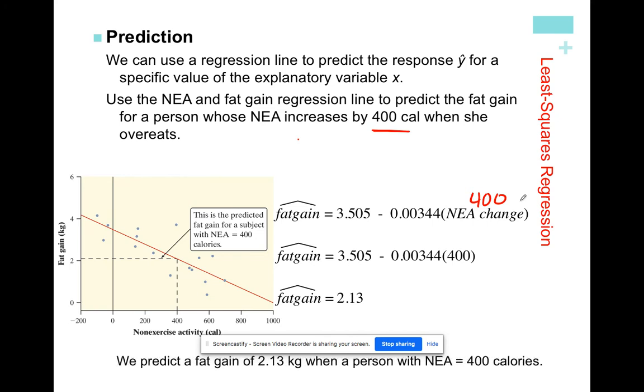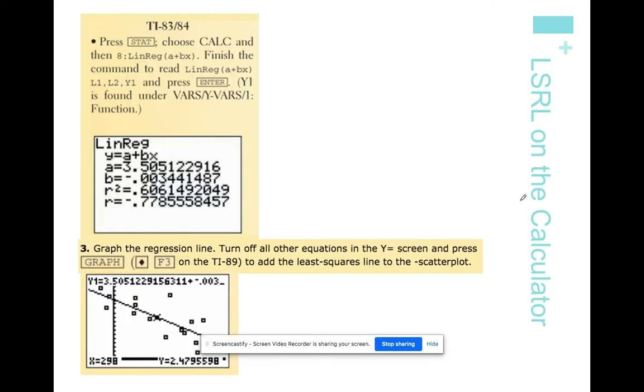And again, just putting that into context, we predict a fat gain of 2.13 kilograms when a person with non-exercise activity equals 400 calories. So you can find the regression equation on your calculator using the same thing that we did to find correlation. So that's StatCalc-LinReg. And so that does show up. It's that option 8. It gives you the A and the B, and then you plug in to write your equation. Just note that your calculator doesn't show you the hat, so you have to keep in mind that you need to put it there.